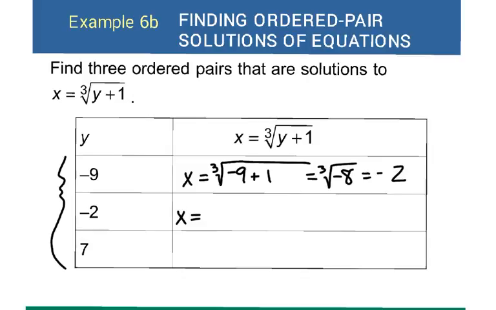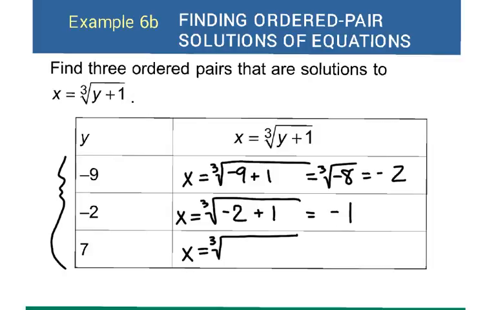Do the same thing over again. Cube root of -2 plus 1, that's the cube root of -1, which is -1. And our last x value here, cube root of 7 plus 1, which is the cube root of 8. We know that is 2.